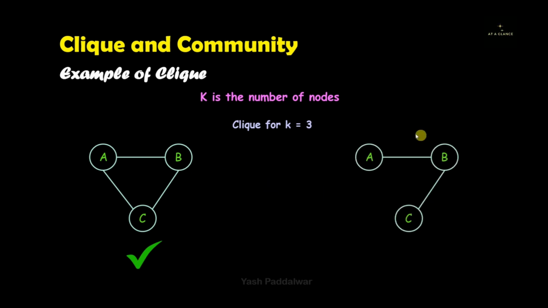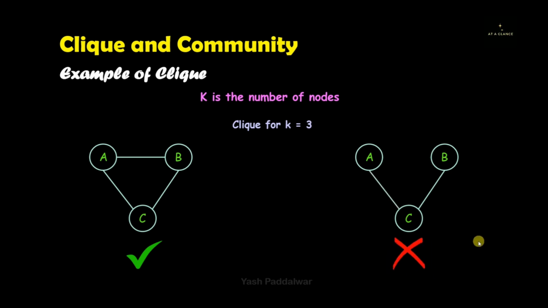Hence it is a valid clique. But if you see on the right hand side, we have again 3 nodes. Here A is connected to B is connected to C, and it is bidirectional, but still A and C are not connected to each other directly. Hence it is not a valid clique example for k equals to 3.